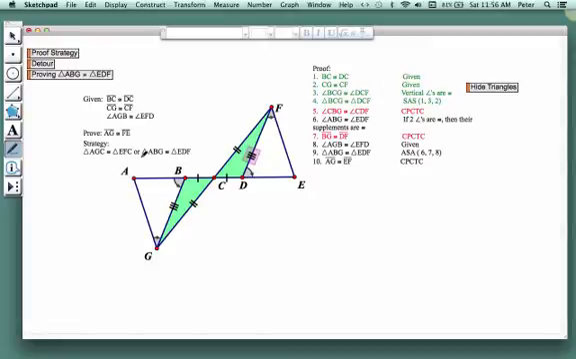And so now we can see that since angle AGB is congruent to EFD from the givens, the triangles ABG and EDF are congruent by angle side angle. So now we have the triangles that we want, these beige triangles. And AG is congruent to EF because corresponding parts of congruent triangles are congruent.